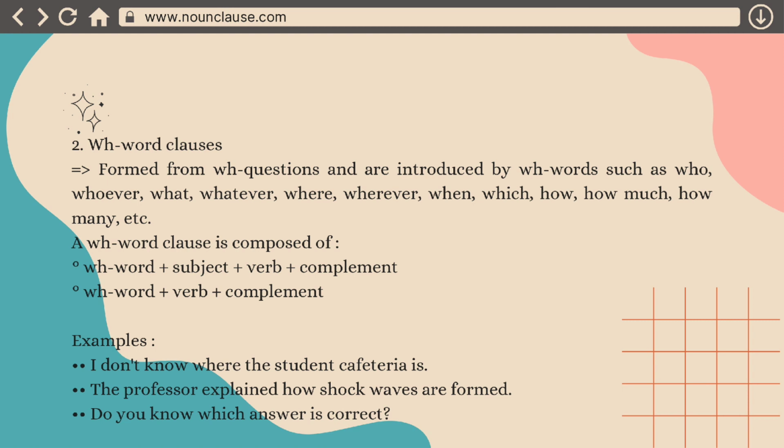For example, I don't know where the student's cafeteria is. The other example, the professor explains how shock waves are formed. The last example, do you know which answer is correct?